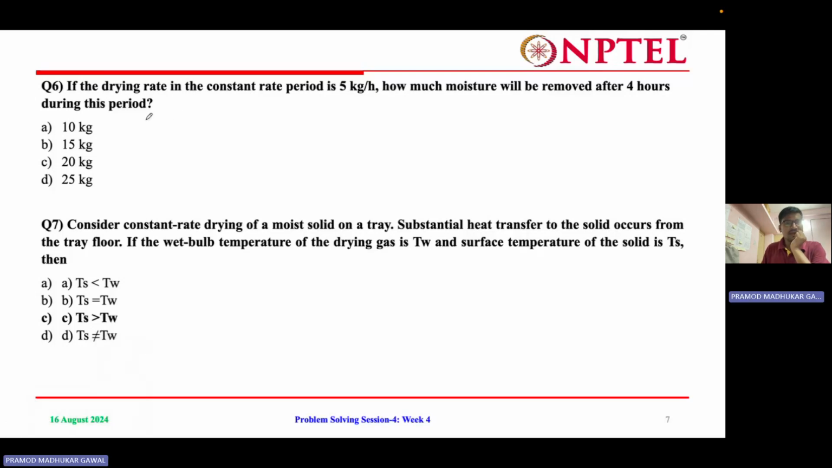Question number 6: if the drying rate in a constant rate period is 5 kg per hour, how much moisture will be removed after 4 hours during this period? Moisture removed is equal to the drying rate times the time duration. So moisture removed is equal to the drying rate, here 5, times the time duration, 4. It's 20 kg. Option C is correct.